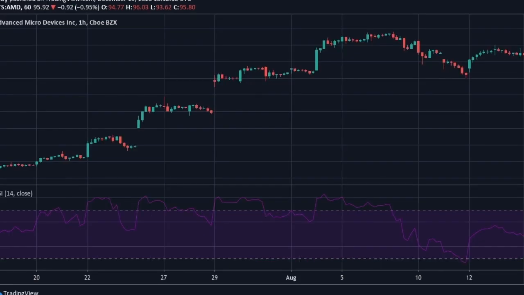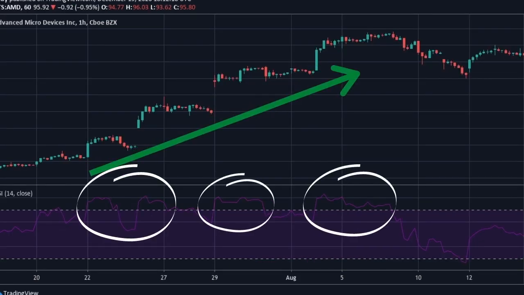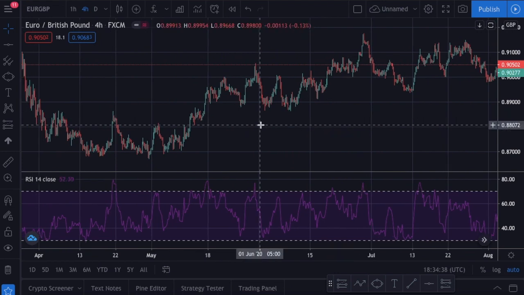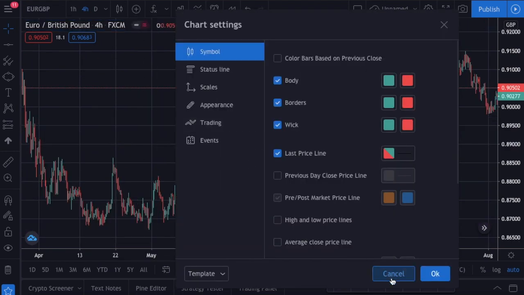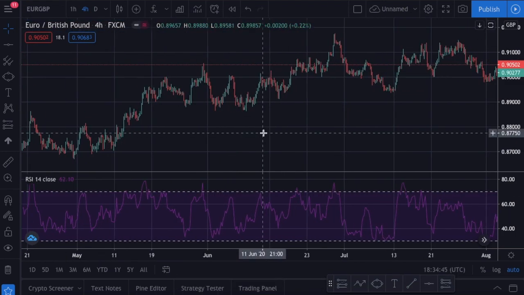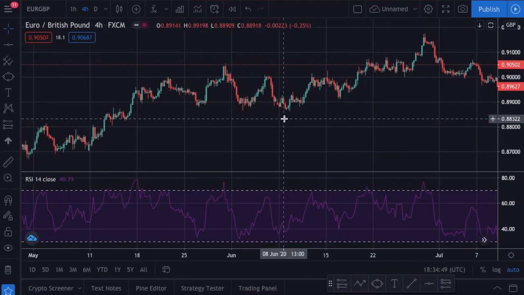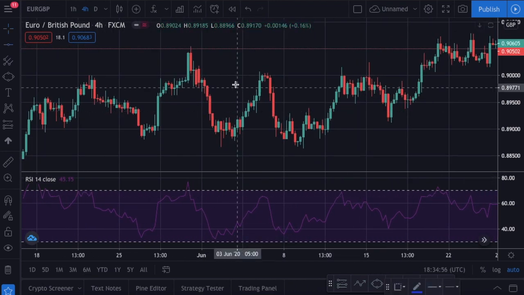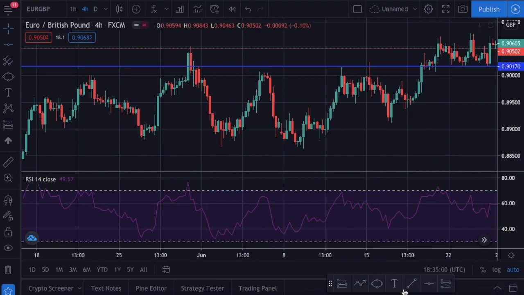RSI can stay over 70 for a long time if there is a strong trend. But you should know when to use the RSI and when not. You will not make any gains if you buy any time when the RSI is oversold, and sell when the RSI is overbought. Actually, I tested that strategy 100 times in my last video, you can check that out. And as I told you, it was not that promising.